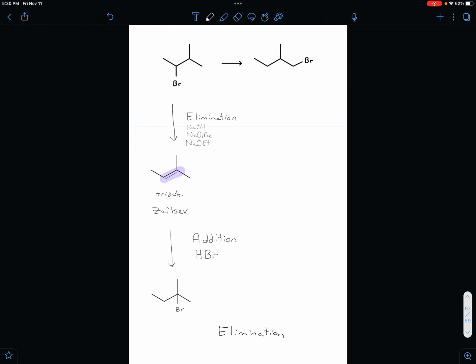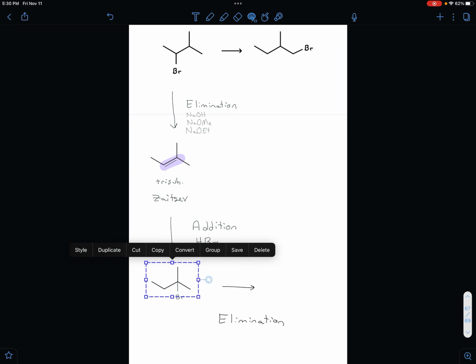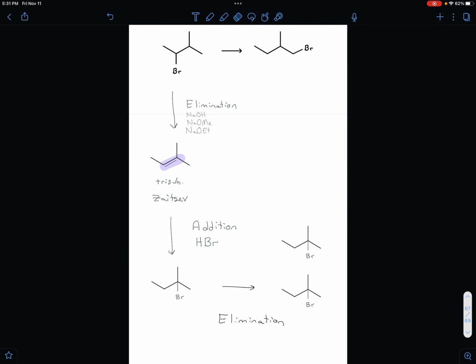Now when you do an elimination, you could form the double bond in two different directions. We want to form the double bond to the right. We want to keep pushing the reactive part of the molecule to the right until we can add the bromine where we want it. So the two possible products you could form are forming the double bond where we want it to the right, or forming the double bond where we don't want it to the left.